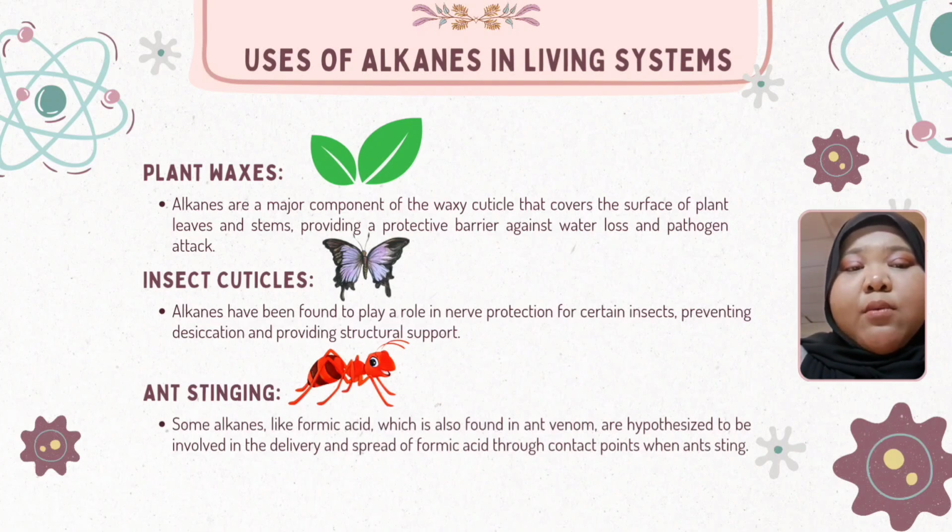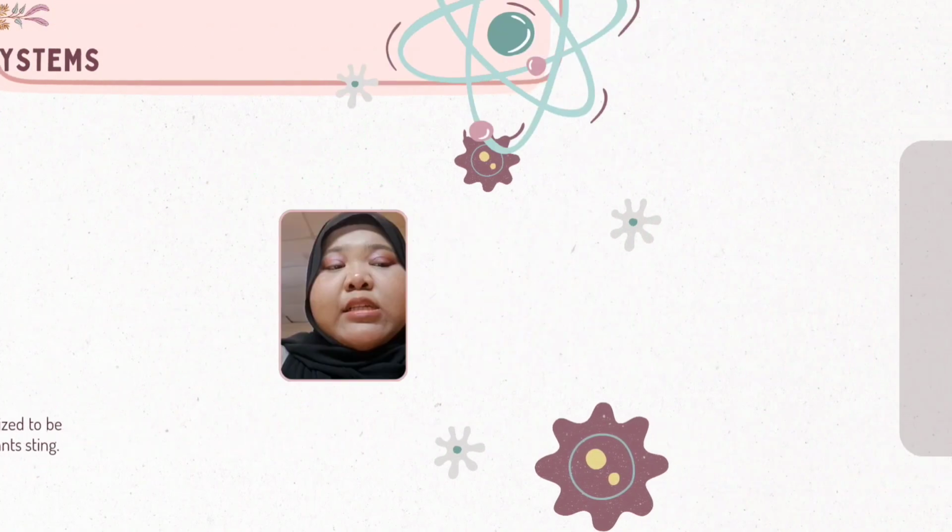Some alkenes like formic acid, which is also found in ant venom, are hypothesized to be involved in the delivery or spread of formic acid through contact points when ants sting.